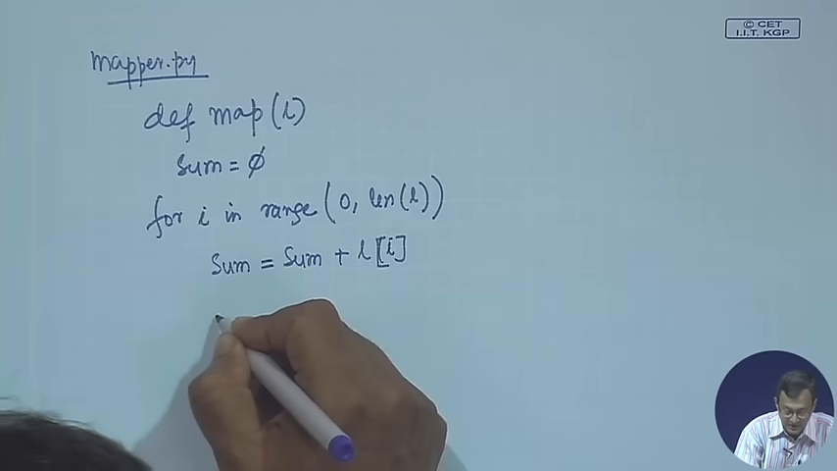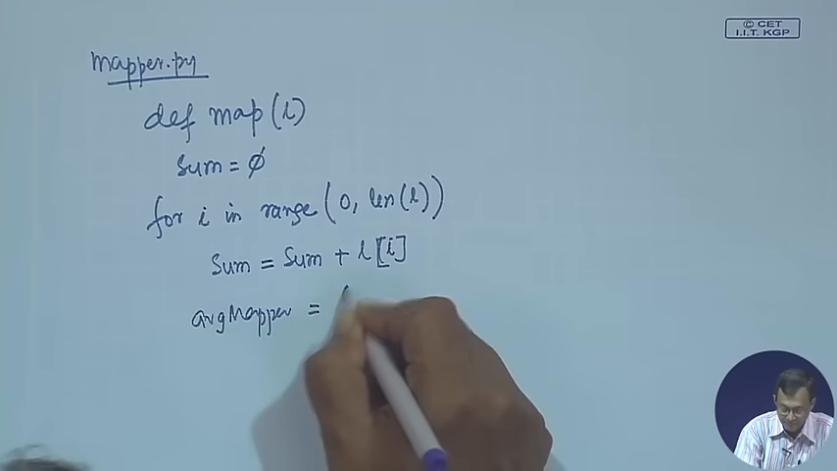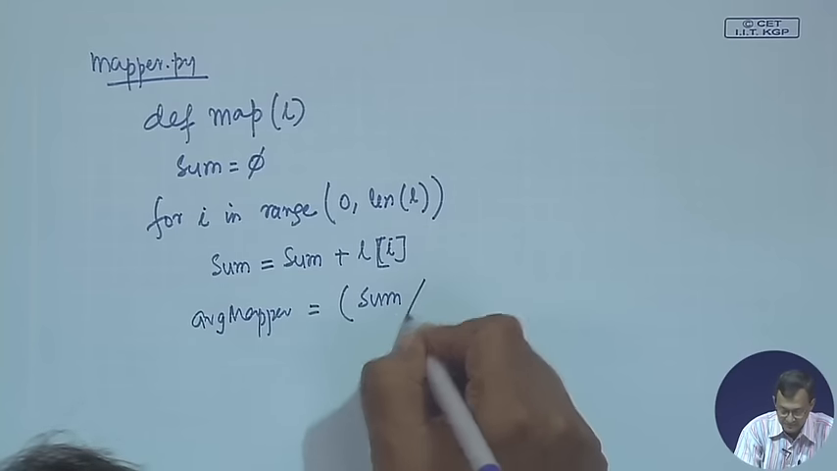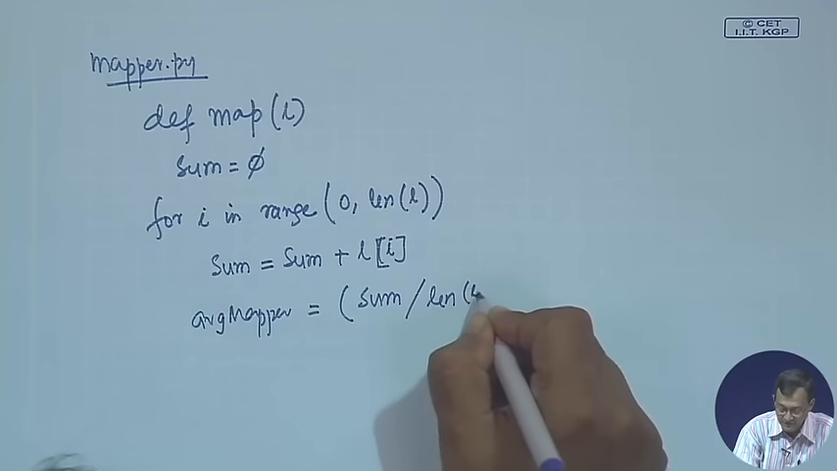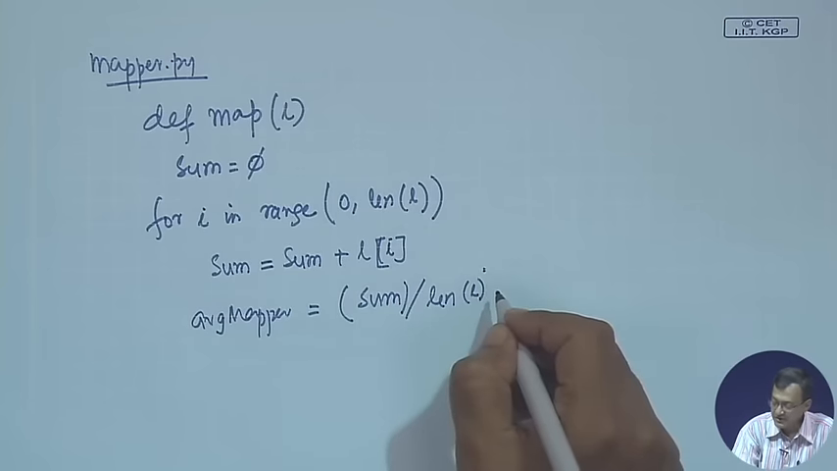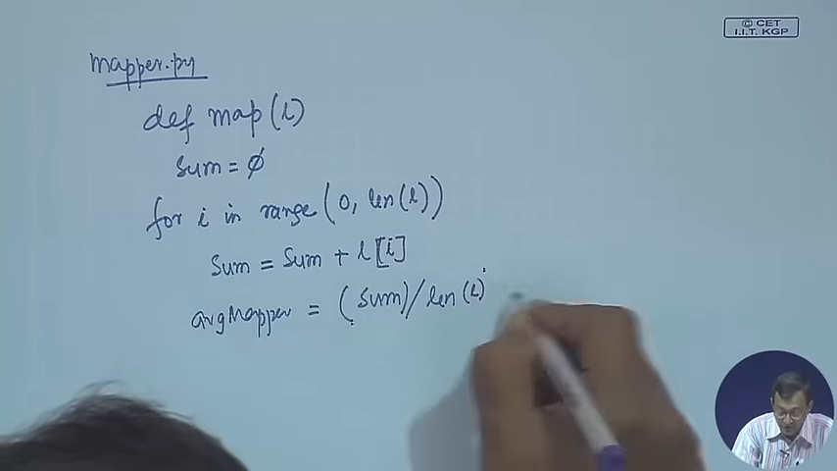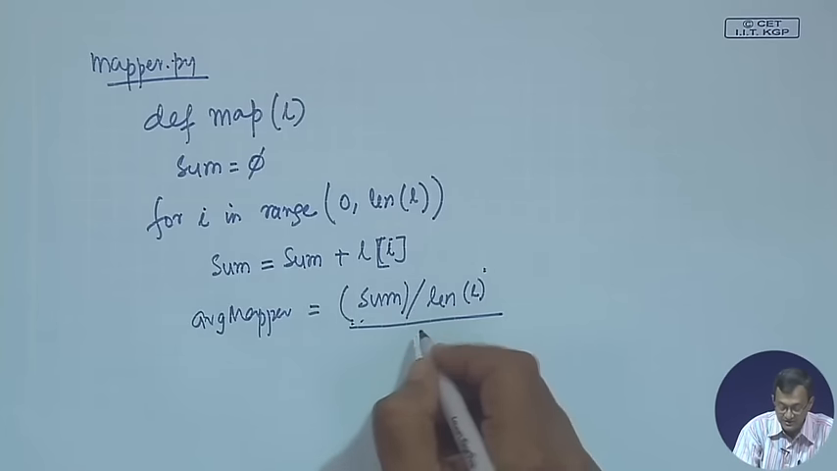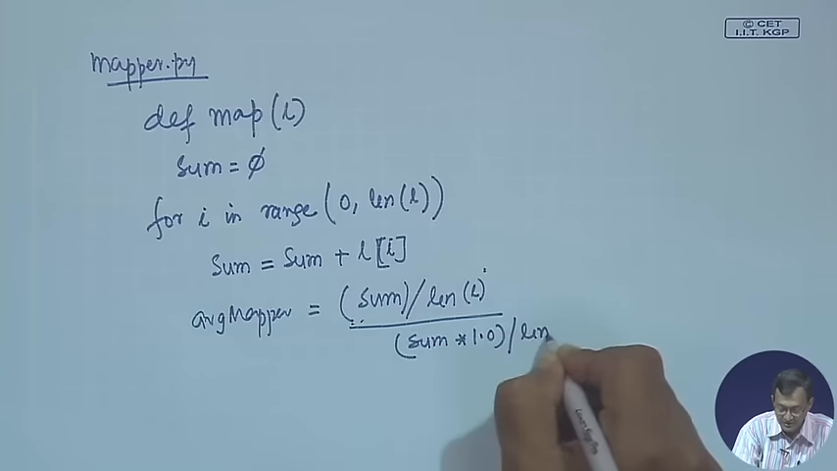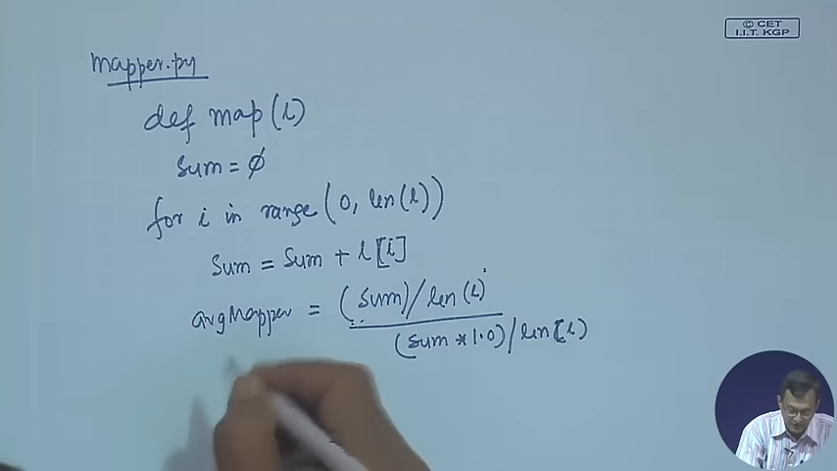So we compute the average, sum by length of L, which in this case is 2. More strictly, we should use a floating point divide, otherwise there may be integer division. So we can give sum star 1.0 divided by length of L, which in this case is 2. And then we output this.